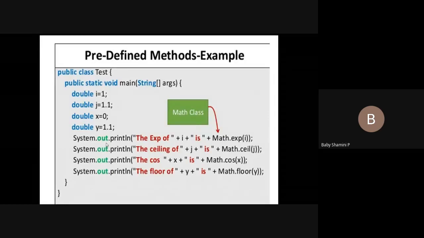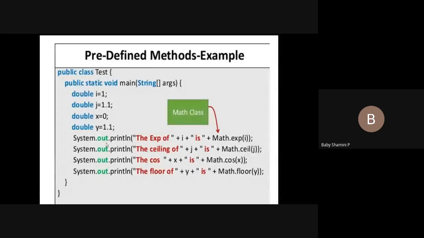Next one, double j equal to 1.1. I'm going to perform a ceil operation. So what is the output for j? It will display the output as 2. It displays the nearest integer up. That is, 1.1 means the output is 2. Example, j equal to 2.6. So what is the output? Output is 3.0. Here we are declaring the data type as double.